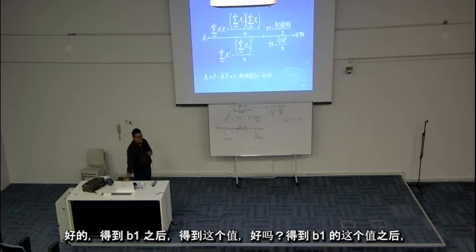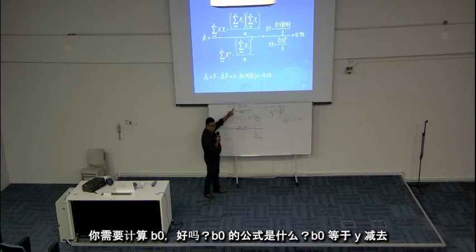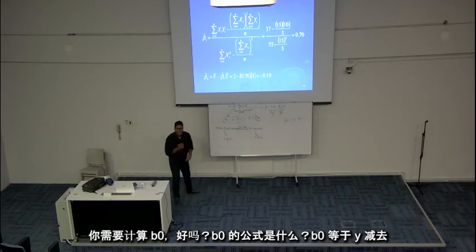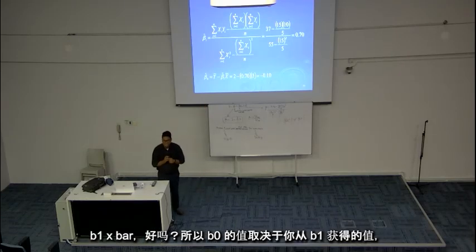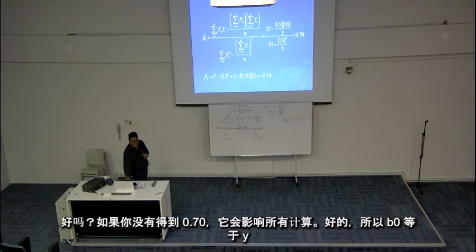After you get the value of B1, you need to calculate the B0. What is the formula for B0? B0 is equal to Y bar minus B1 times X bar. So the value of B0 depends on the value you get for B1. If you didn't get 0.70, it will affect all the calculation. Be careful here.